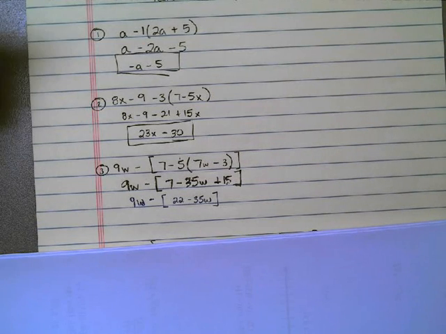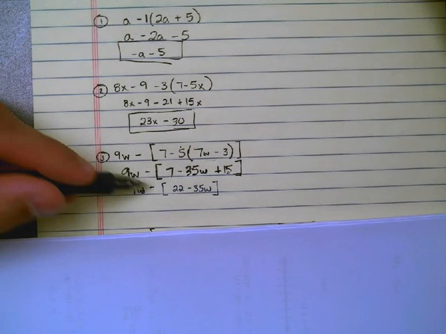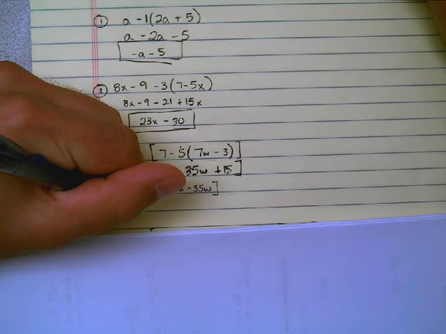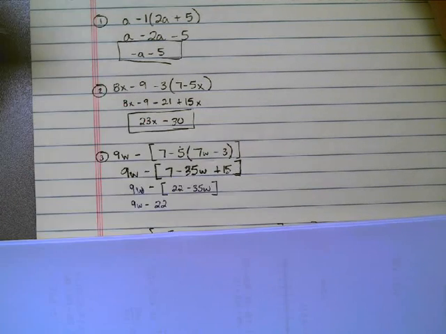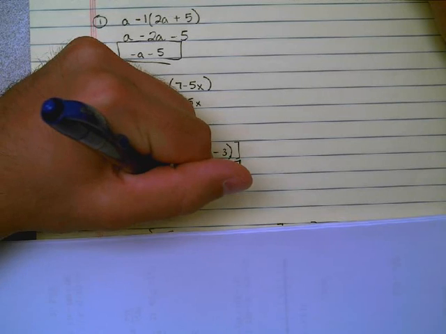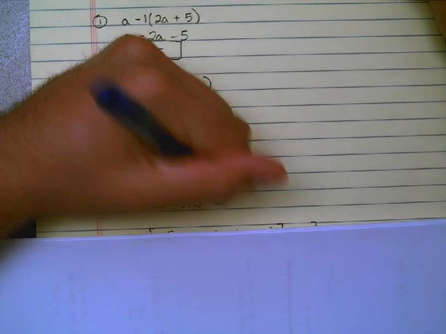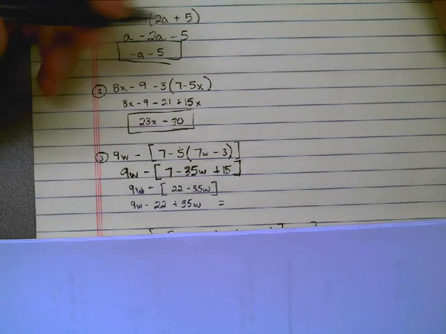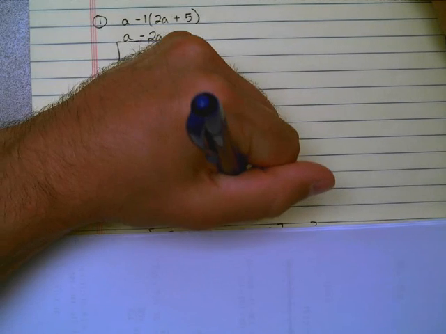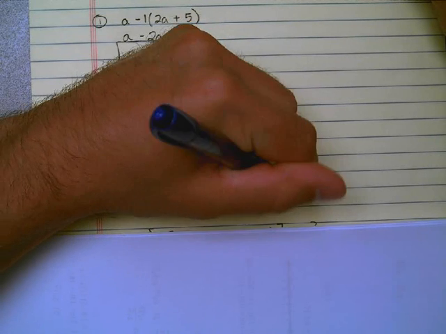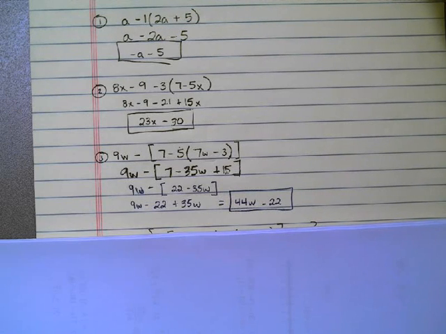So it looks like I'm almost there. The last step then, once again, it looks like I've got a negative sign here that needs to be distributed to each of these terms. So I really have 9w minus 22 plus 35w. And I can combine like terms. This is the last step. 9w plus 35w's gives me a grand total of 44w's, and I have that minus 22 at the end. There is the simplified expression.